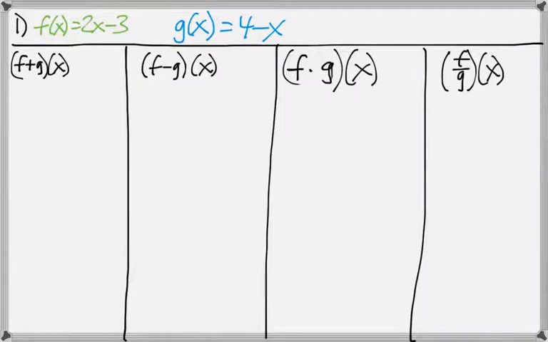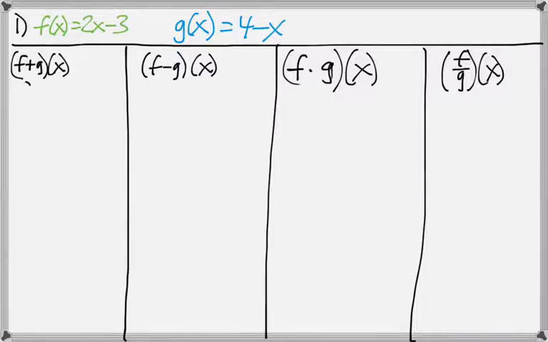Section 1.4 is dealing with the composition of functions. Before we actually do composition of functions, they're actually asking us to just do normal operations with functions. So functions can be added, subtracted, multiplied, or divided to create new functions. So the question is asking us to do these operations.